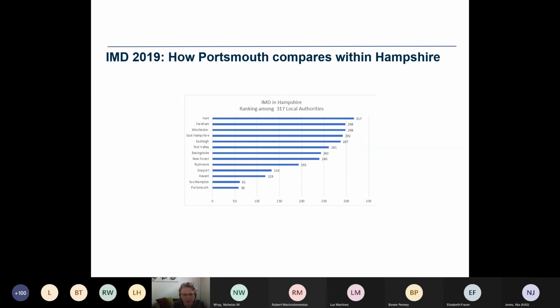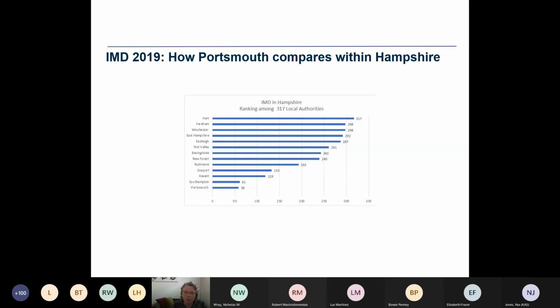So just a sort of summary statistics. You can see at the bottom, Portsmouth ranks 59 out of the 317 local authorities, very similar to Southampton, which is next. So Hampshire is relatively affluent, and at the top you can see Hart, another local authority within Hampshire, and that's ranked as the least deprived in England. So that's 317th out of 317. And in fact, the top 5 LSOAs in Hampshire are in the 10% least deprived within England. So that just puts in context where Portsmouth is within its neighbouring local authorities.